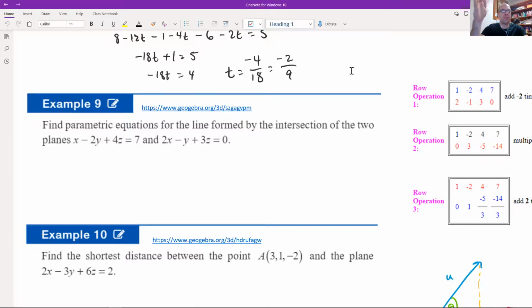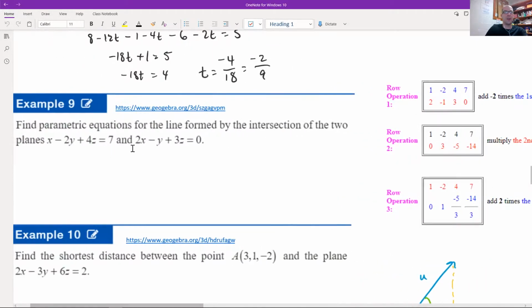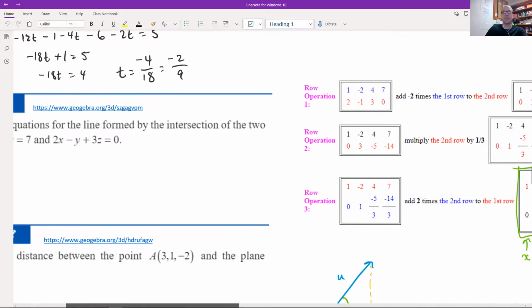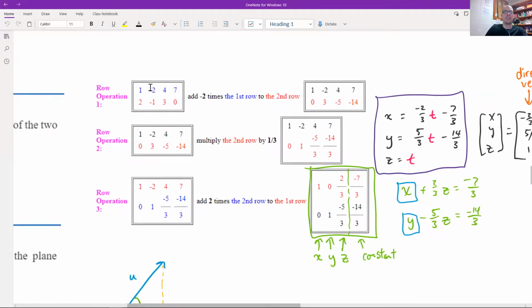Example number 9, find parametric equations formed by the intersection of these two planes. One of the ways that you will see, that's probably the easiest way, will be in linear algebra. We'll take the scalar equations for these two planes and put them into an array called a matrix. And we will do row operations on them so that we make the front part of this matrix look like 1, 0, 0, 1.